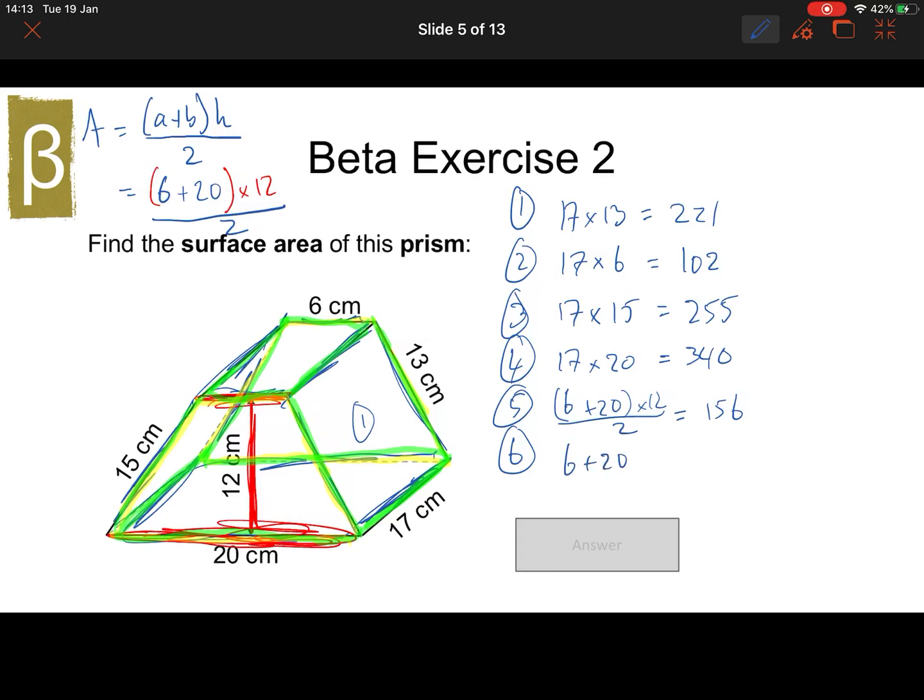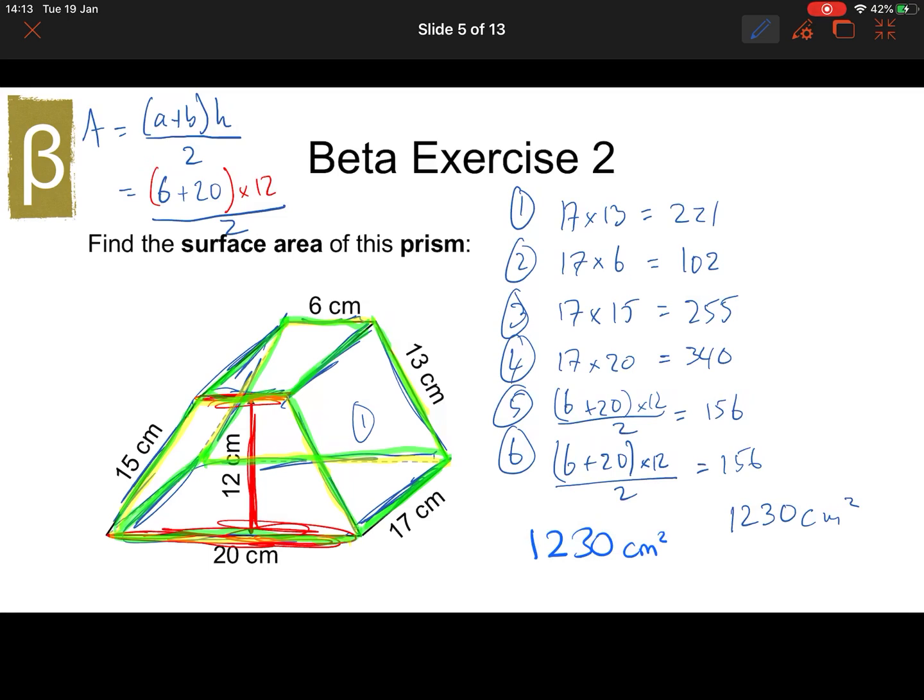And the other one at the back is exactly the same. So now I know I've counted all 6 faces of this trapezoidal prism. So let's add up all those faces together. So 156 times 2 plus 340 plus 255 plus 102 plus 221. And I'm getting an answer of 1230 centimetres squared. Let's check my answer. There it is, 1230 centimetres squared.